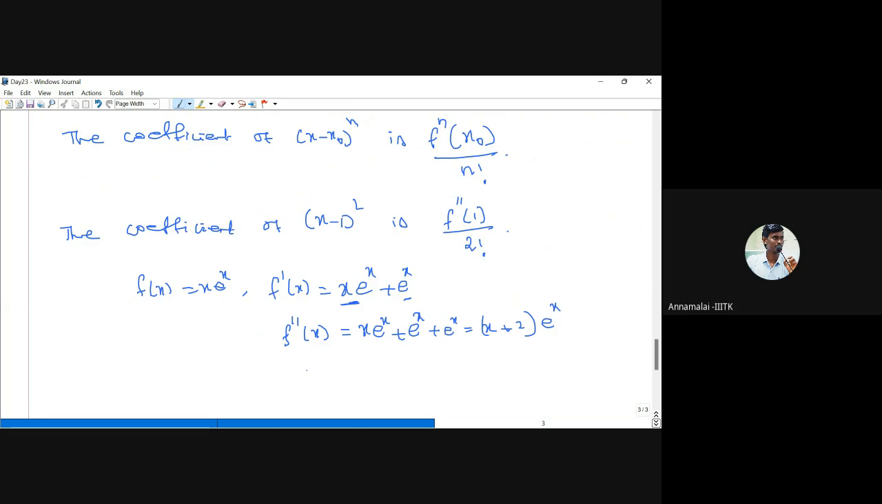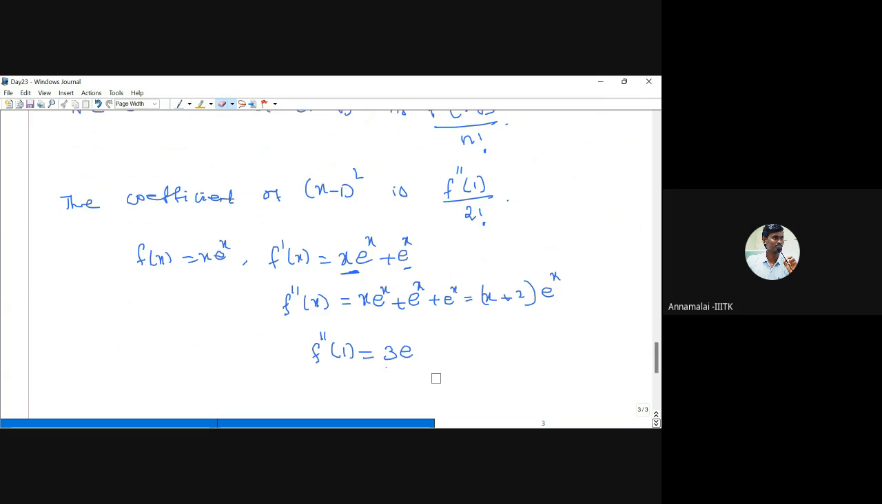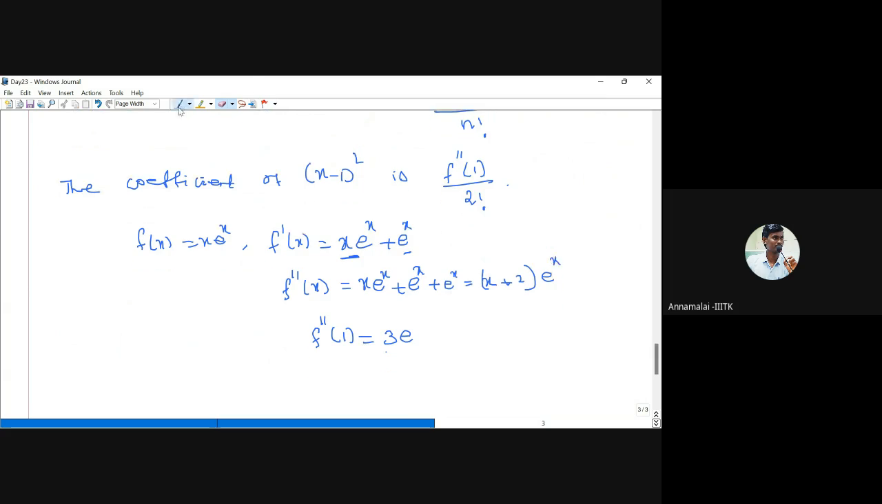Now we need f double dash of 1. If we substitute x equal to 1, we have 3 times e power 1 by 2 factorial. This is actually just the second derivative of the function at the point x equal to 1. Therefore we get 3 times e. Now what is the coefficient of this?